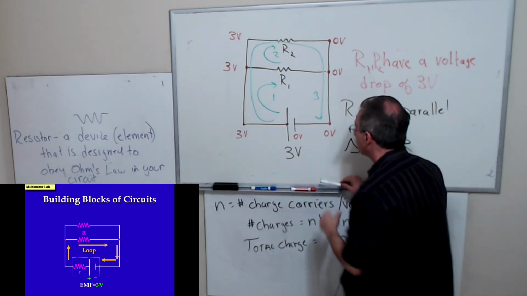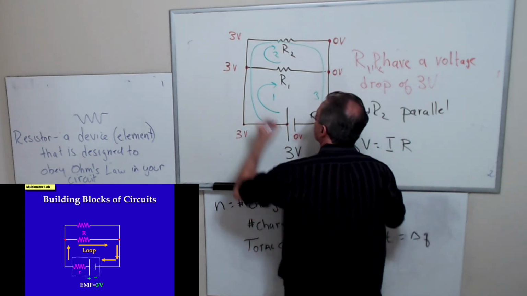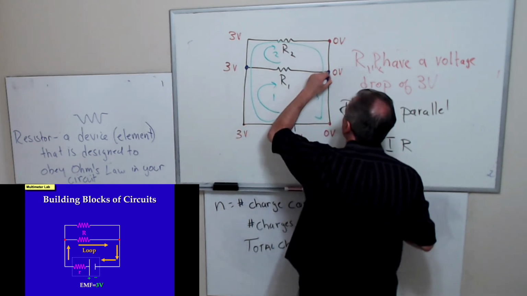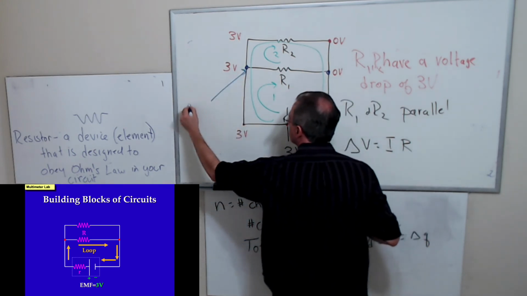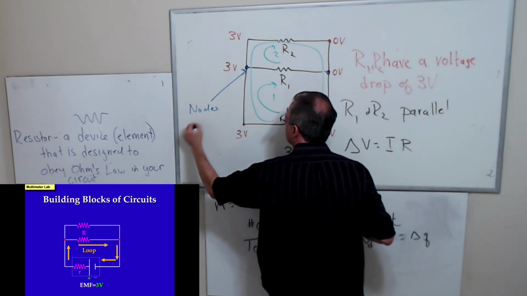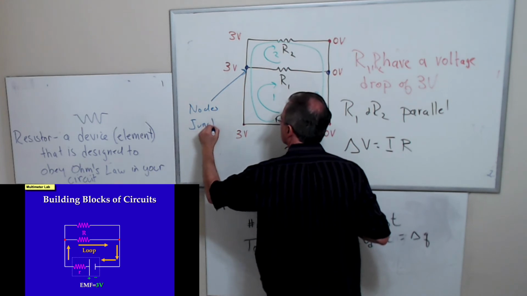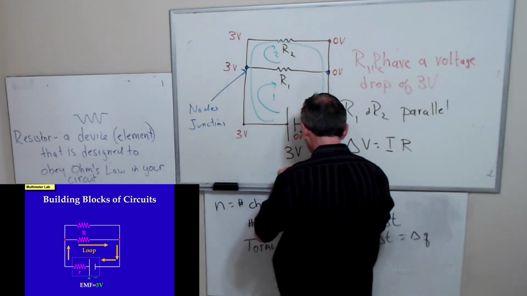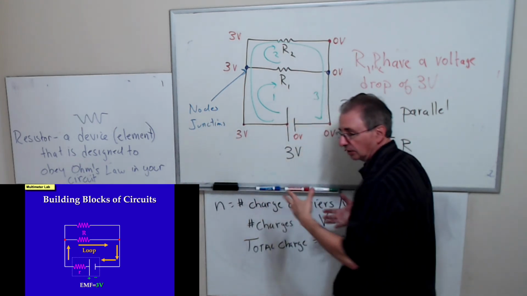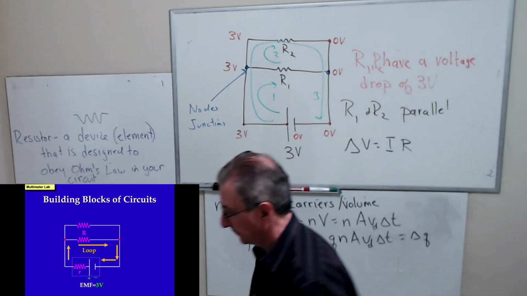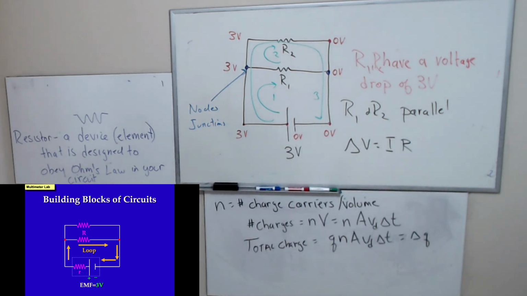And then this point here, points where 2 or more wires come together, are called nodes or junctions. Actually, really, the nodes are important when the current splits up into two different directions or more. Okay.